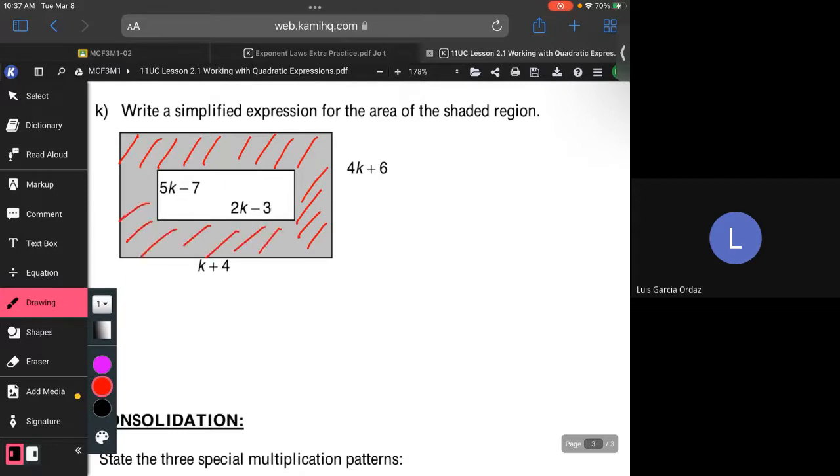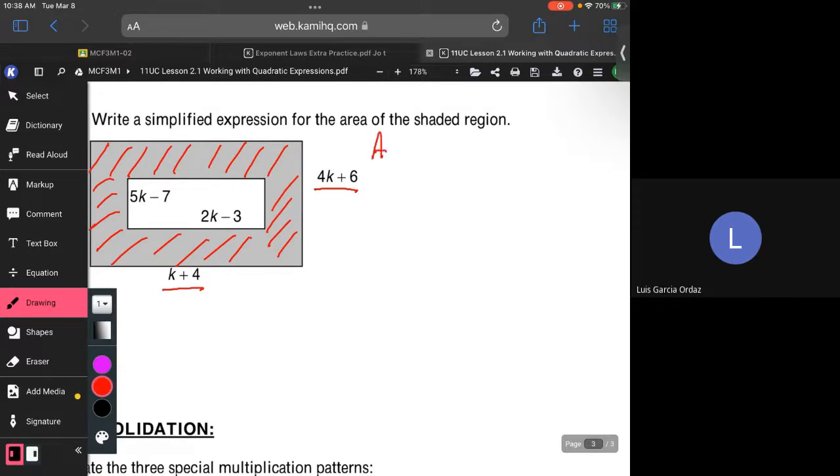The formula for area. Yep, Brooklyn? So you find the area of the whole rectangle and then minus it with a little. Yep. So we're going to find the area of the whole rectangle, which is given by the dimension 4k plus 6 and k plus 4. So area of the big rectangle is going to be 4k plus 6 times k plus 4. So I want you guys to FOIL and tell me what the area of the big rectangle is going to be.